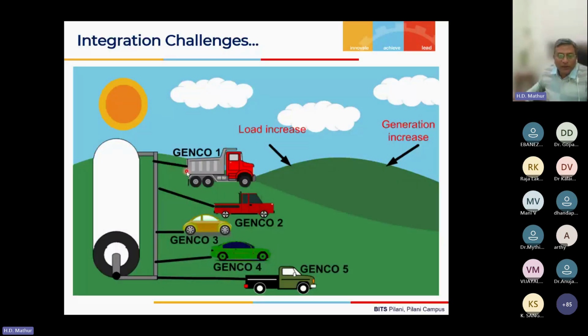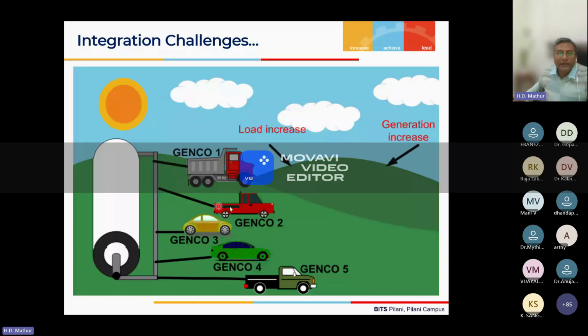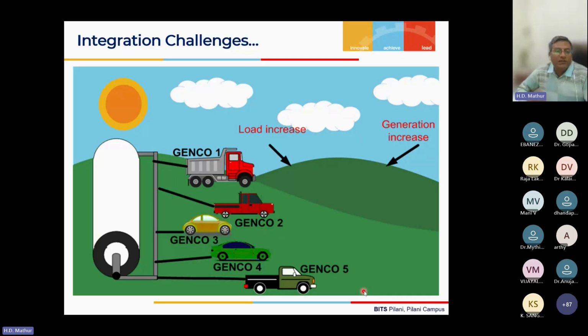So these all are generating companies. You can take this as a thermal power plant, this as a hydropower plant, this as wind, we have solar, all of them, right? But they are to be integrated in such a way that the overall system remains stable. So this is the major challenge which we have.